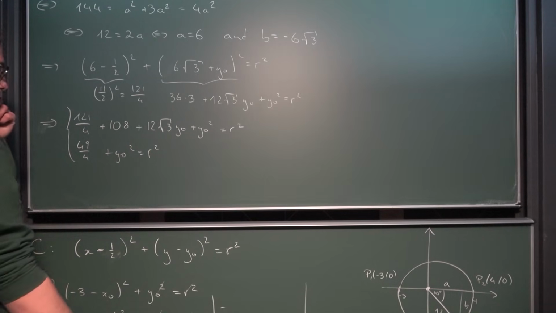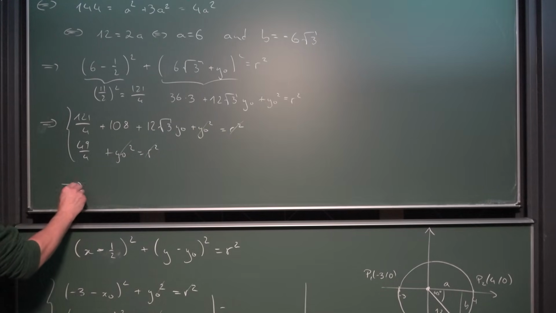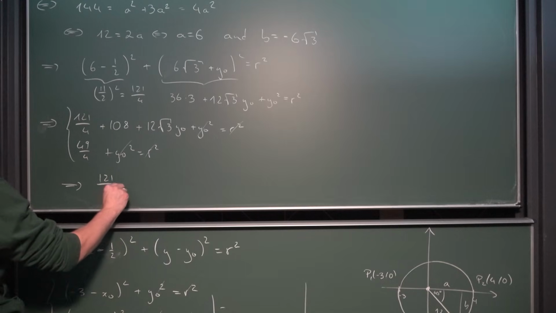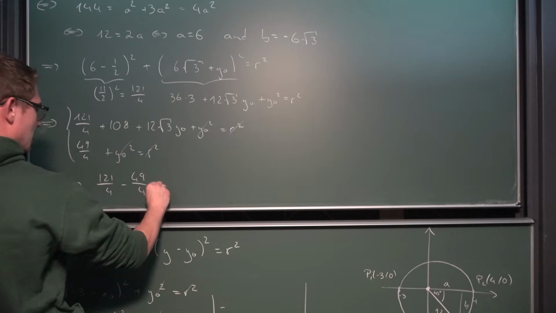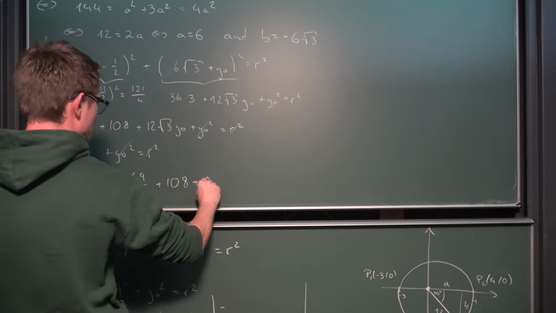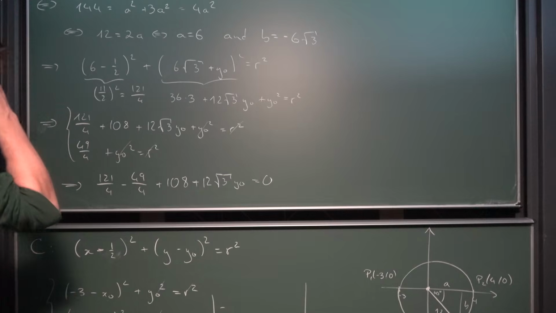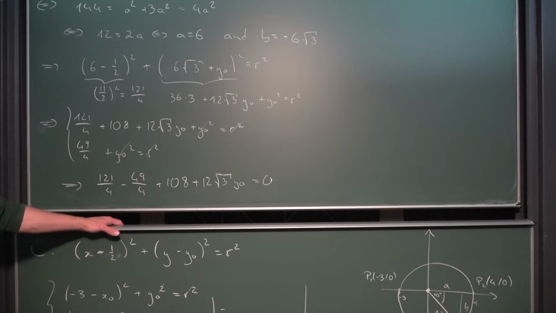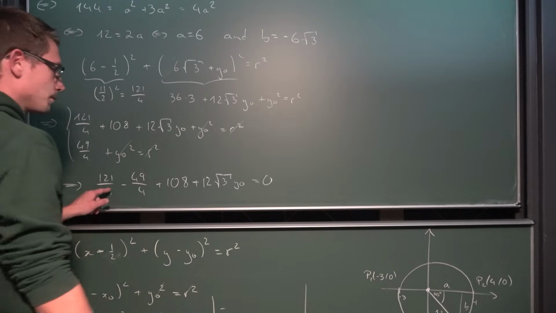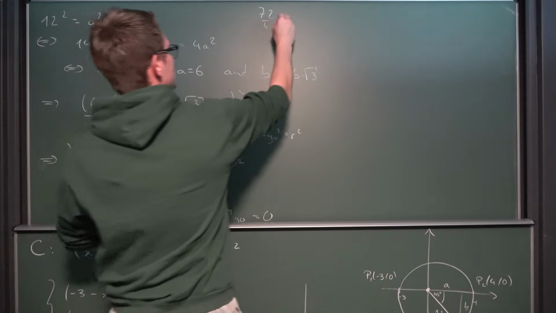Once again, by subtracting, we get a homogeneous equation. That's going to cancel out, giving us overall 121 divided by 4 minus 49 divided by 4. All of that is gone. We have plus 108 plus 12 square root of 3 y naught is equal to 0. Okay. Now let's do some calculations. 121 minus 49 is 72. We get 72 over 4, that's not 20, that is 18.